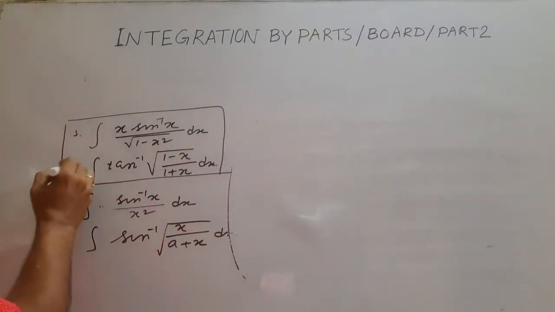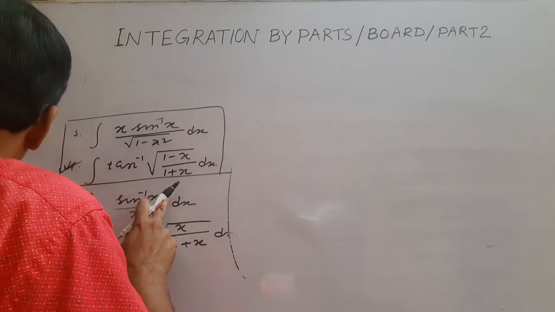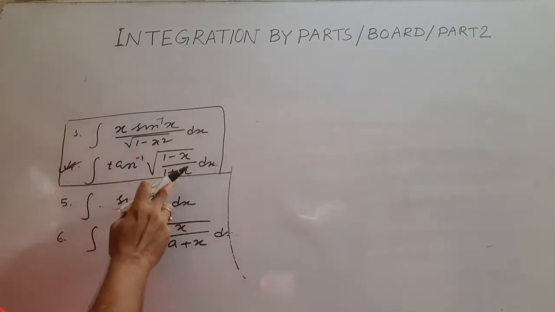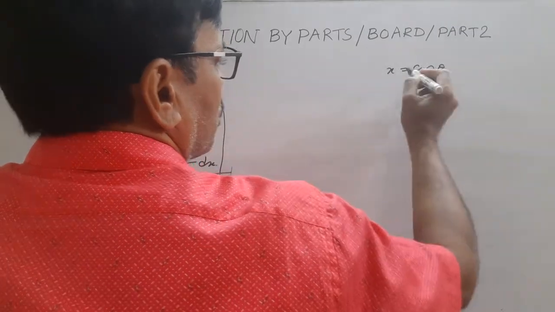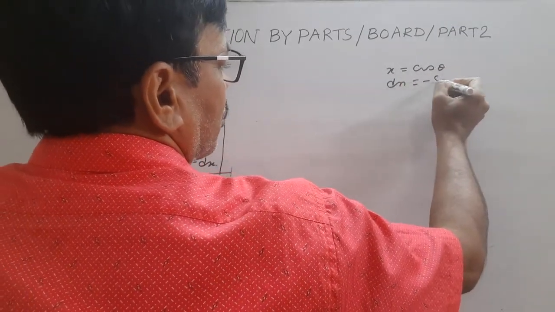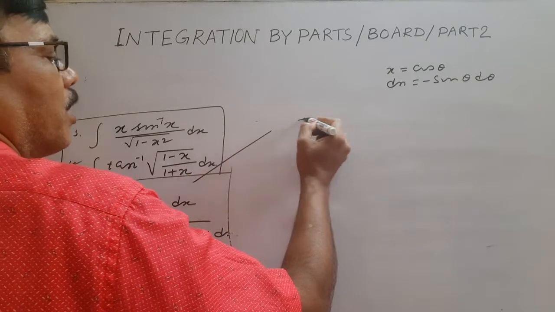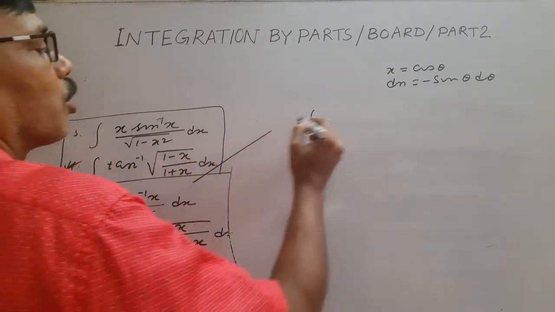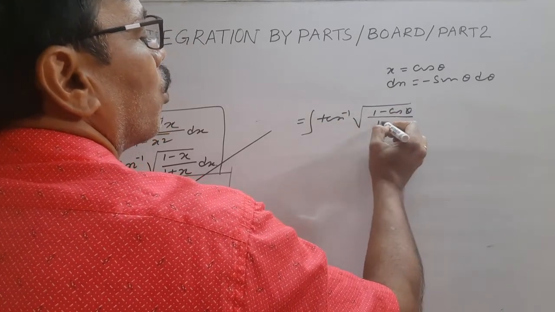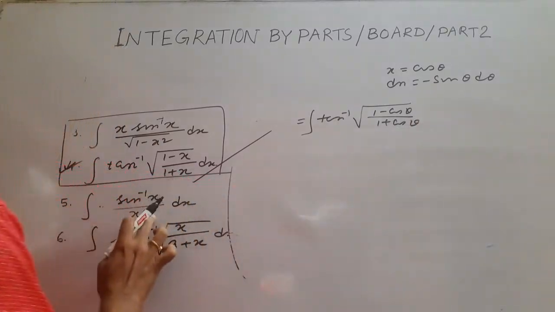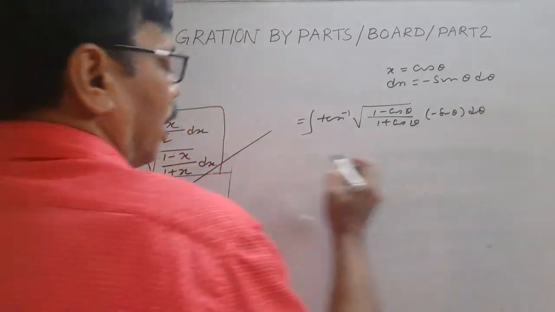Now the fourth one, you complete it. Tan inverse root of 1 minus x by 1 plus x. So you have to put a transformation. A suitable transformation is x equals cos theta. So dx equals minus sin theta dθ. So after this step, tan inverse root of 1 minus cos theta over 1 plus cos theta. So you must put the value of dx, this is minus sin theta dθ.